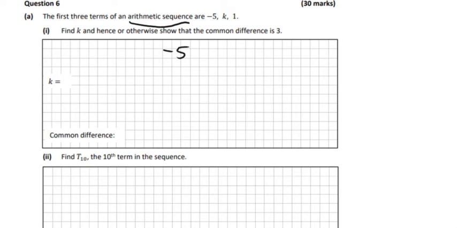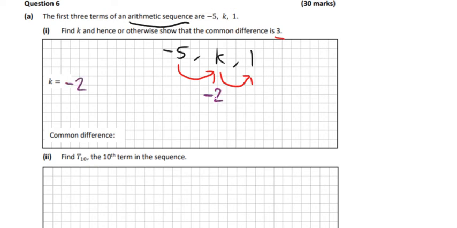So if we have -5, k, 1, the jump from -5 to k has to be the same jump as to 1. The difference between -5 and 1 is 6, so therefore there has to be 3 in the middle. If you look on a number line, the k number has to be 3 jumps to the right from -5, so -4, -3, -2, so k has to be -2.